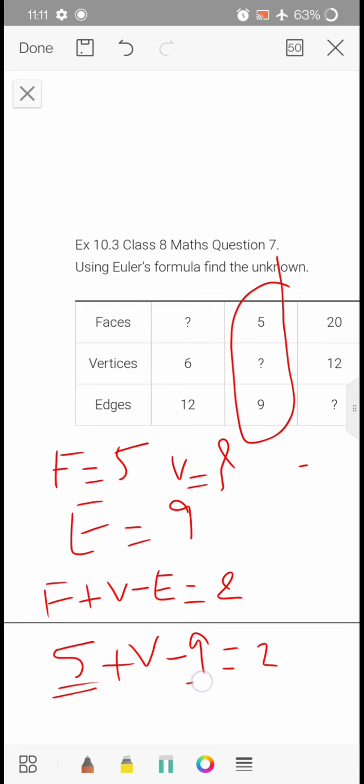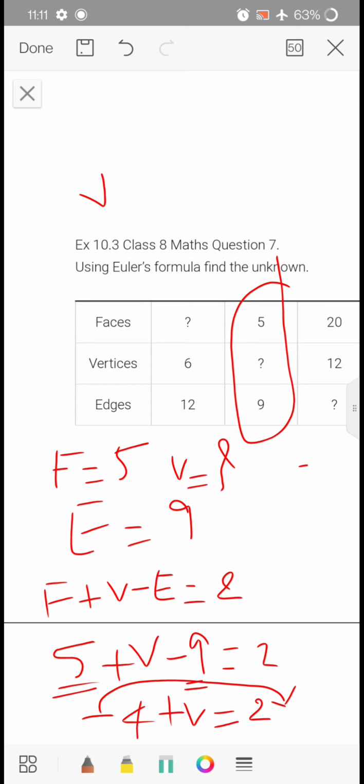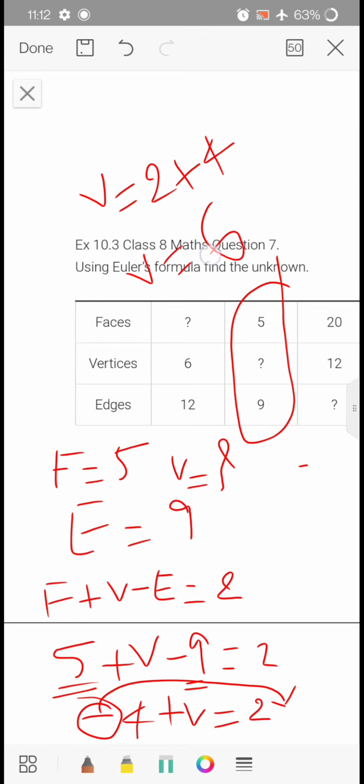Let's solve this first. So 5 minus 9 is minus 4. Why is it minus 4? Because 9 is greater, it is negative, so we put minus. And this plus v will remain as it is. Now you have to transpose this minus 4, and they are in addition and subtraction. So if you transpose, it will become addition because this 4 is negative. So v is equal to 6. So this is how you can solve this question.